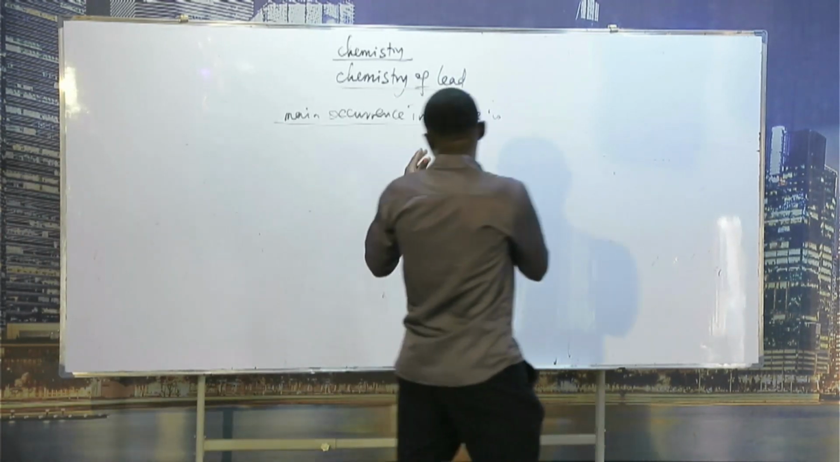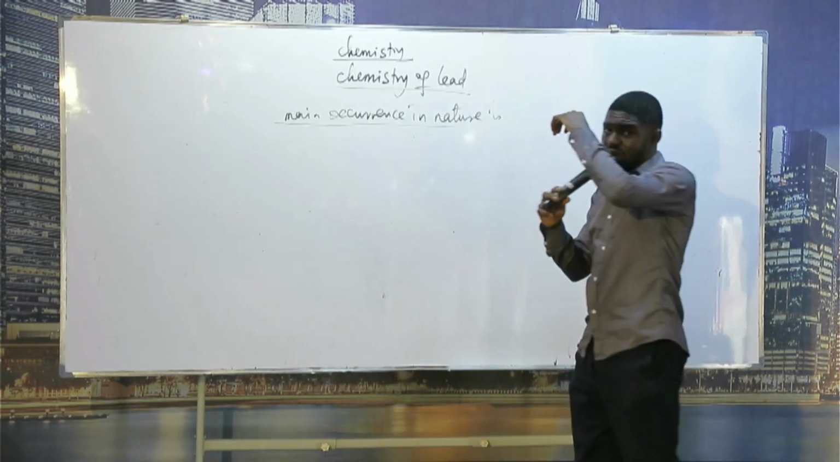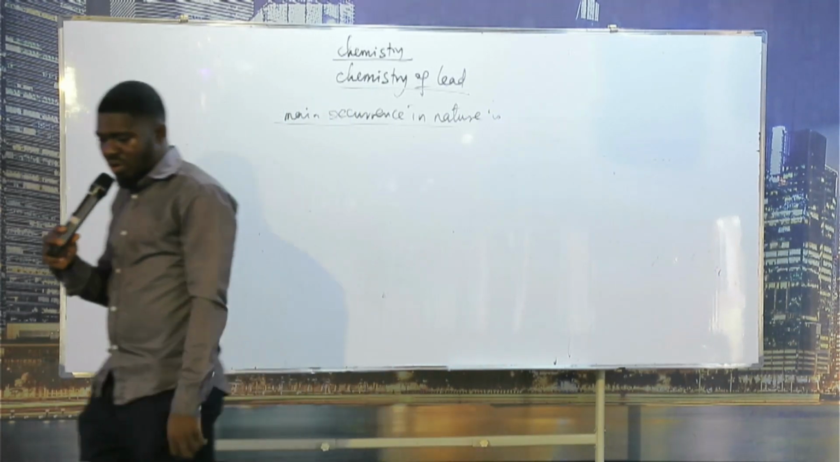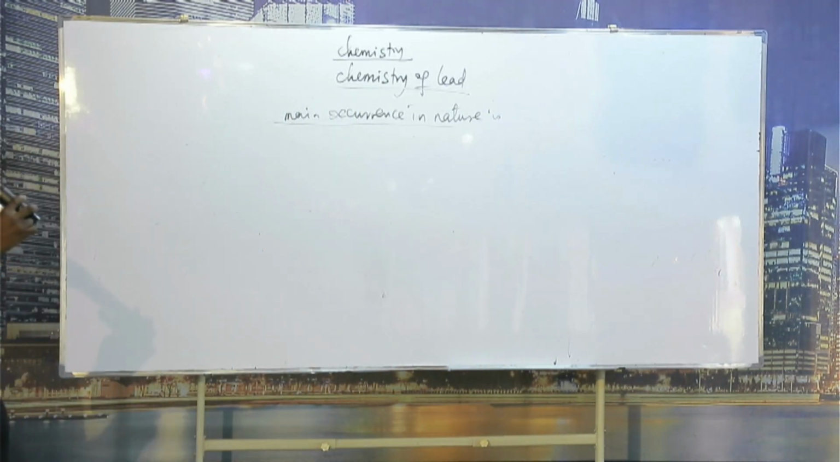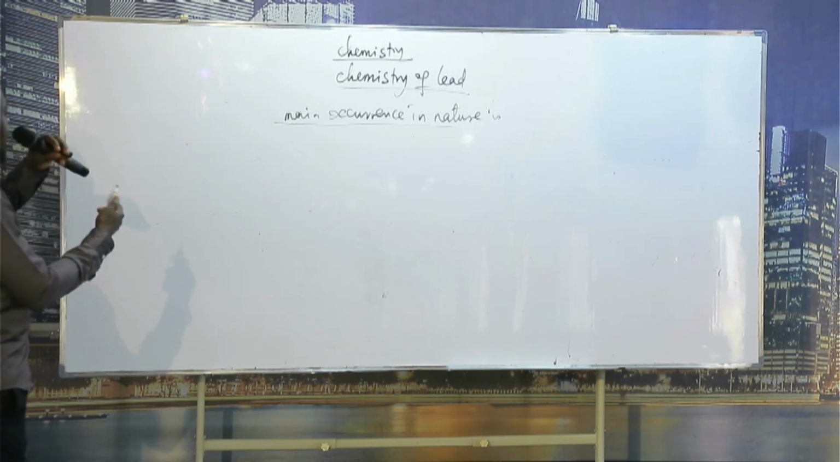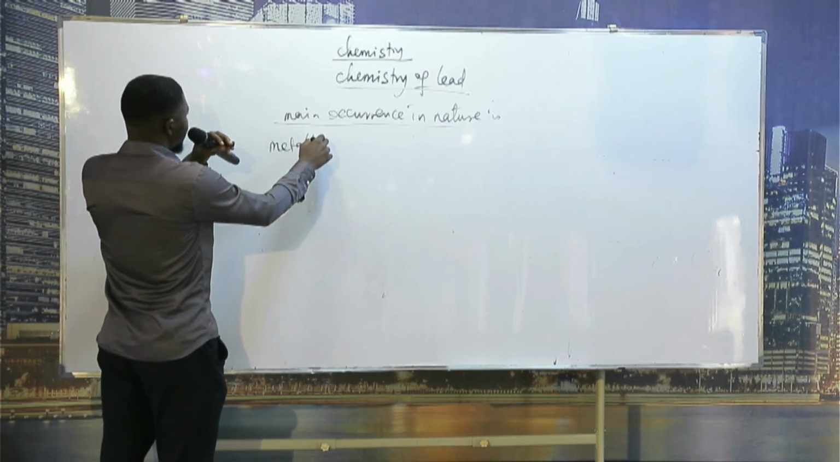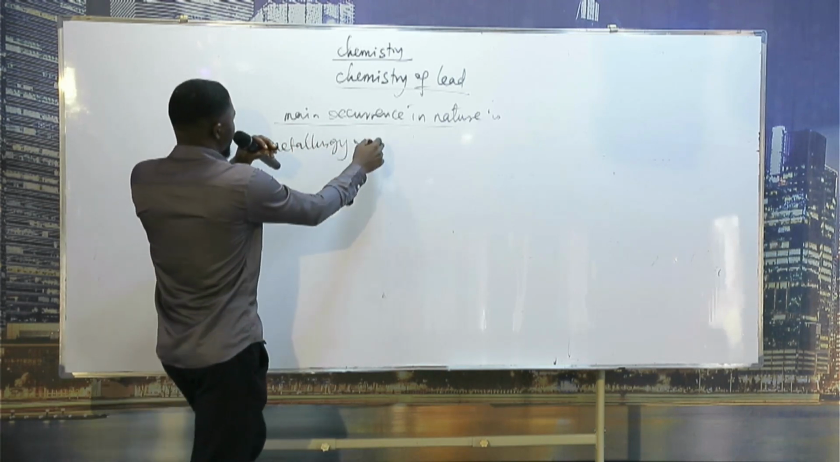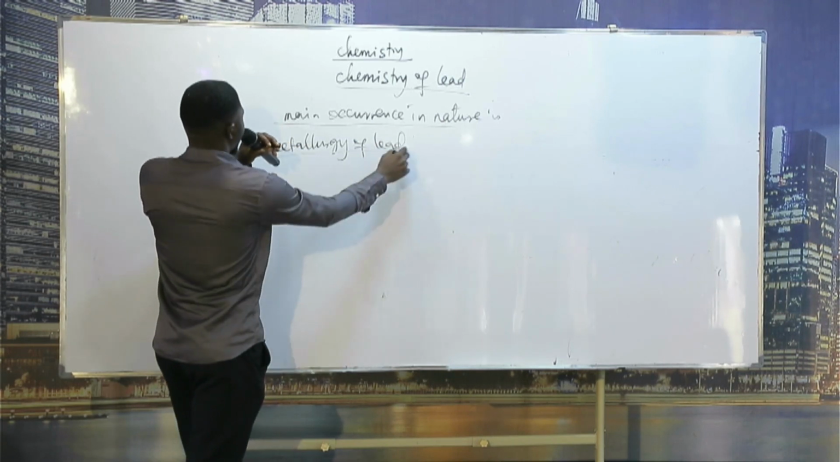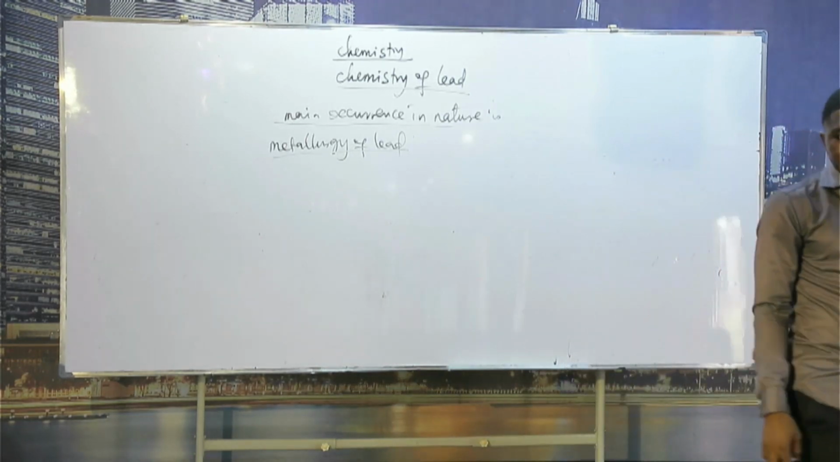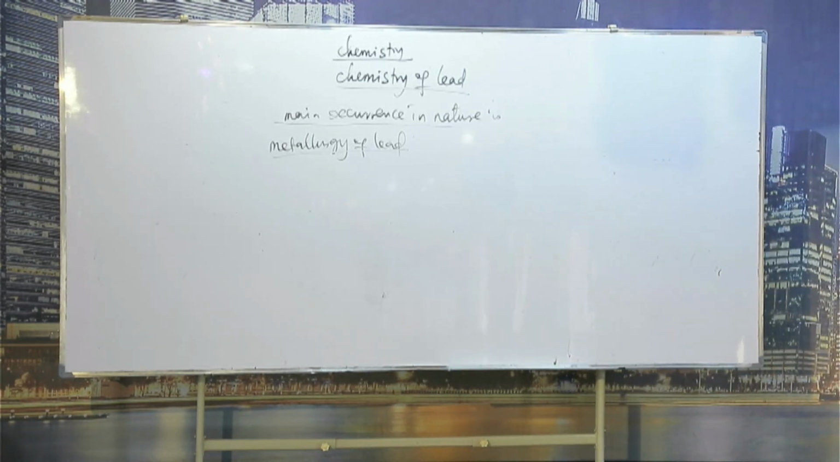Now, the next thing, having known that the main occurrence of lead in nature is galena, that is the important occurrence known as the lead ore. Lead ore is galena. Okay. The next thing is, how do I get that galena? Metallurgy of lead. The main ore of lead is what? Is it galena? That's nice. So after that, we talk about metallurgy. How do we get lead from the galena?